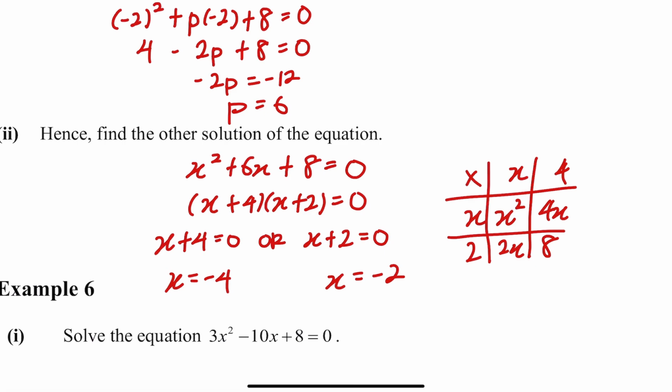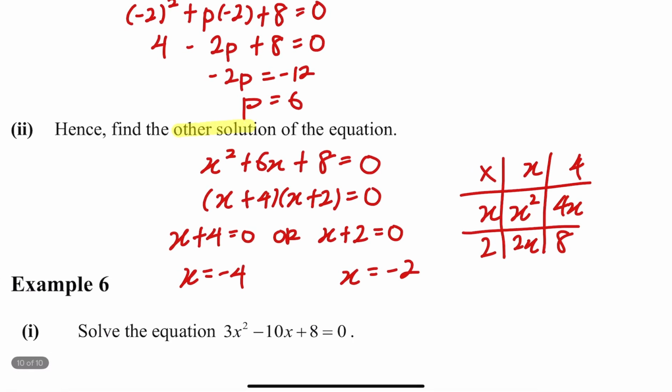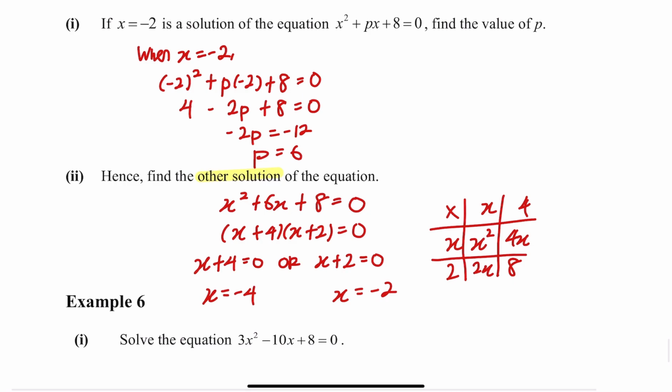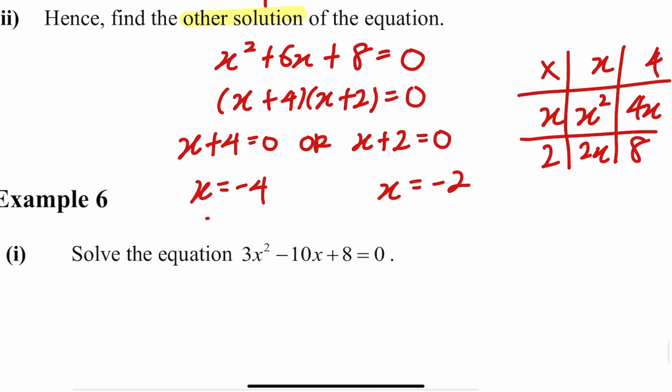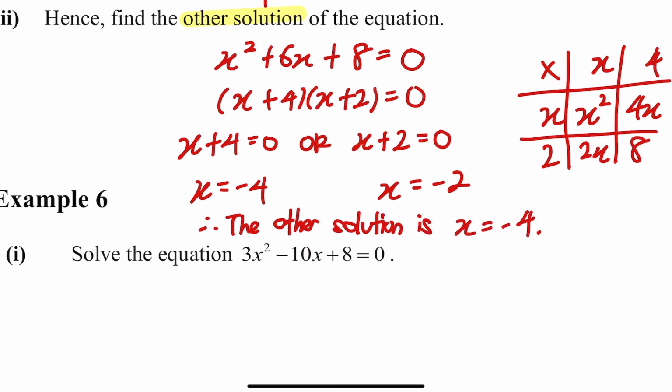And wait, we haven't answered it. The question here says other solution. So therefore, I know that one solution is negative 2 already here. Therefore, for the other solution, we answer the question directly. The other solution is x equals negative 4. Okay?